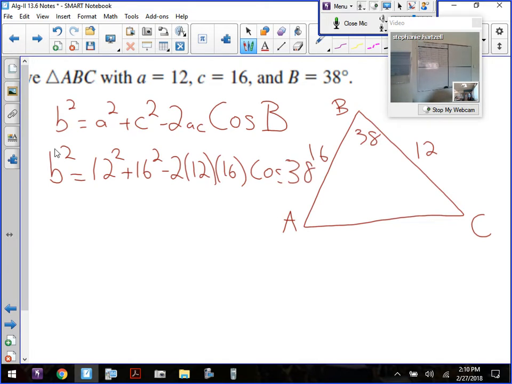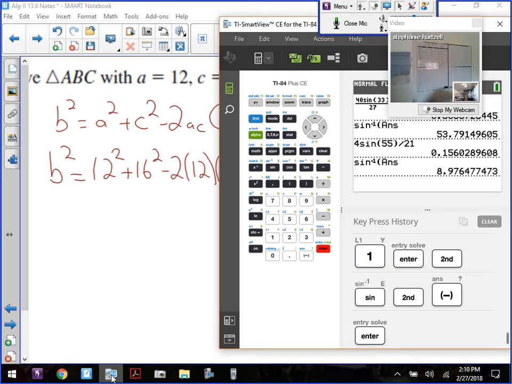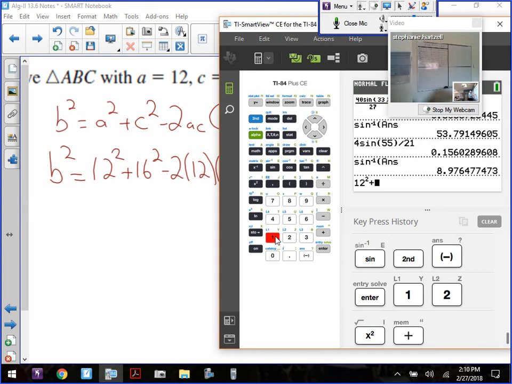Is there any equation that I'm supposed to be solving for here? Is there any variable I'm solving for on the right-hand side? Do I already have a variable isolated? This is nice when you have to find a side length, guys. It is quite literally plug and chug. All you have to do is type it in exactly the way that it's written. We have 12 squared plus 16 squared minus 2 times 12 times 16 cosine, what was it?